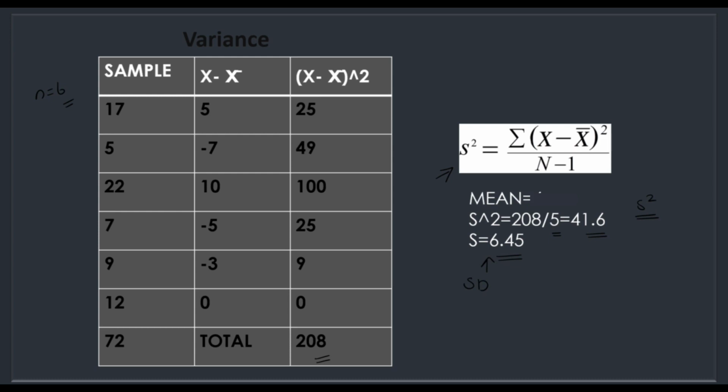If the question asks us to calculate the population variance of this data, you can get the question like this also. For that, the calculation is the same. Here, instead of x bar we use mu, and instead of dividing by n minus 1 we divide by n. That is the only difference between the population variance and the sample variance example.